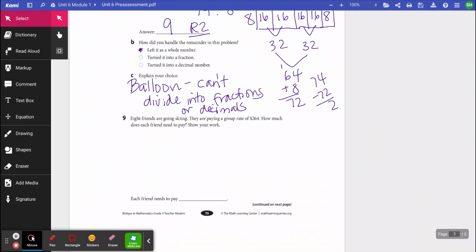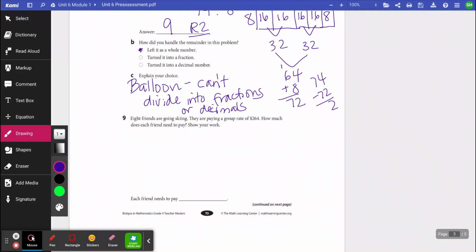Moving on to the next one. 8 friends are going skiing. They are paying a group rate of $264. How much does each friend need to pay? Show your work. So this is another division problem. 264 divided by 8 friends.